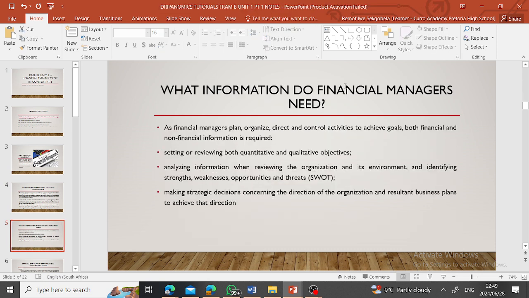What information do financial managers need, right? As financial managers plan, organize, direct, and control activities to achieve goals, both financial and non-financial information is required, right? Setting or reviewing both qualitative and quantitative objectives, right? So, analyzing information when reviewing the organization and its environment, and identifying strengths, weaknesses, opportunities, and threats, right? Also, making strategic decisions concerning the direction of the organization and resultant business plans to achieve that direction, right?